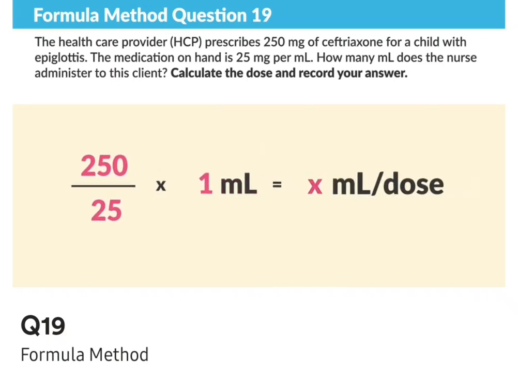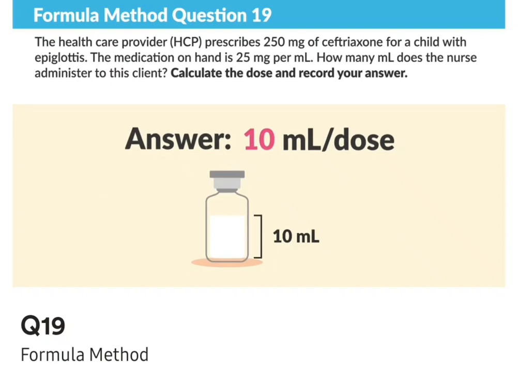So your formula should look like this. 250 over 25 times 1 mL. So simply divide 250 by 25 and we get 10. And 10 times 1 mL is 10 mLs per dose. So the correct answer is 10 mLs.